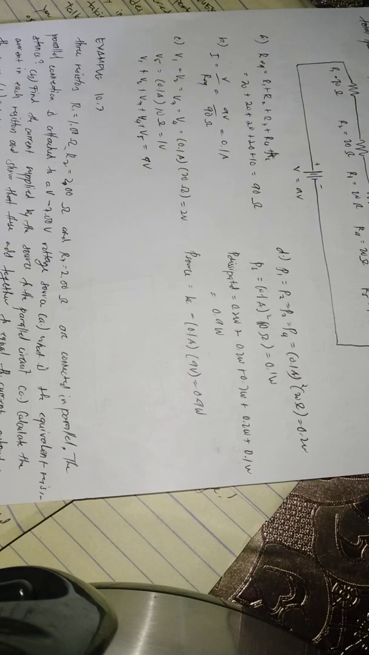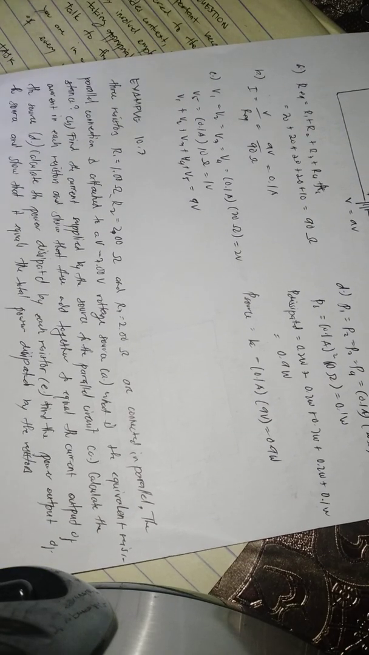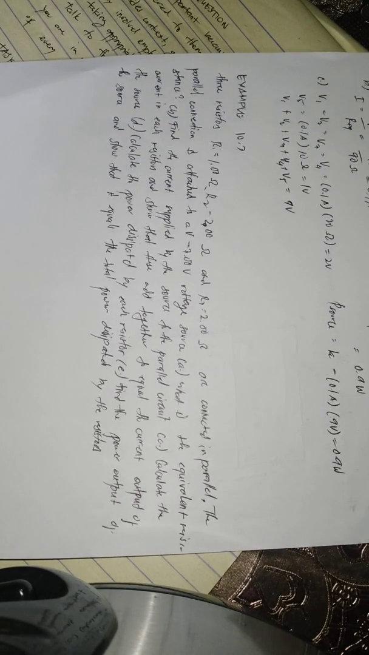Example 10.3. Three resistors, R sub 1 equal to 1 ohm, R sub 2 equal to 2 ohms, and R sub 3 equal to 2 ohms, are connected in parallel. The parallel connection is attached to a 3.00 V voltage source.